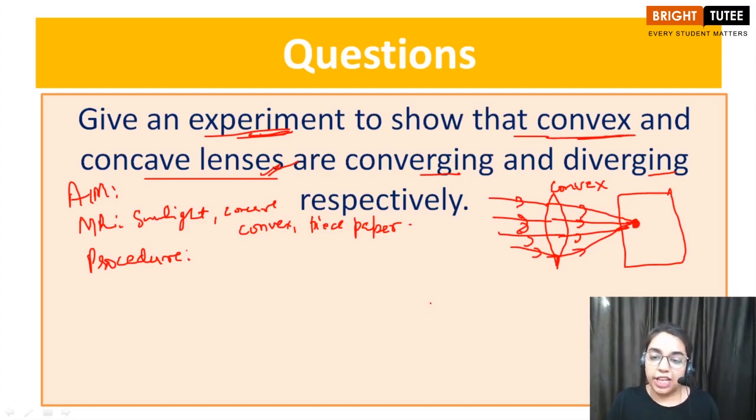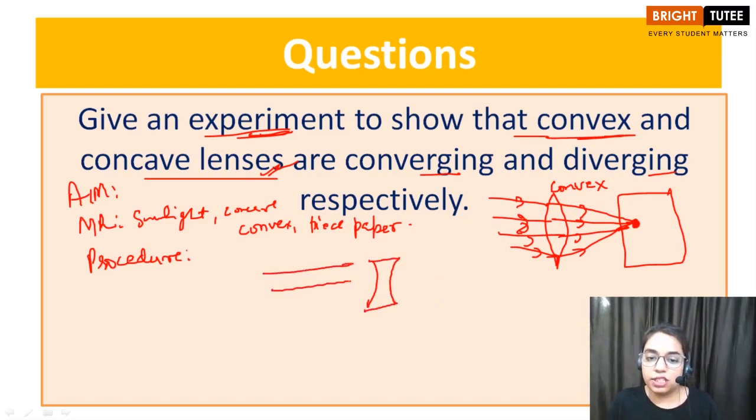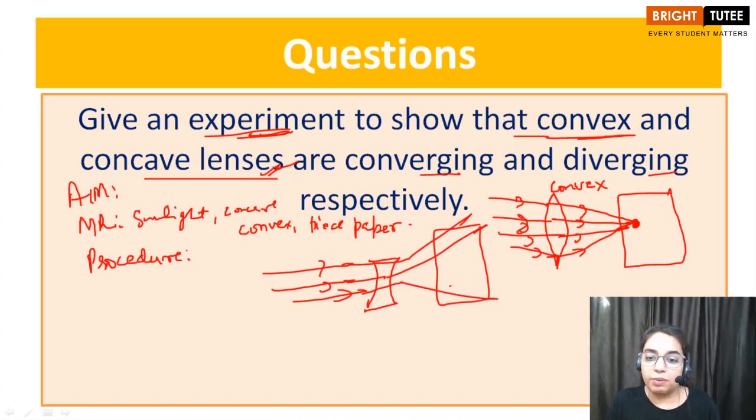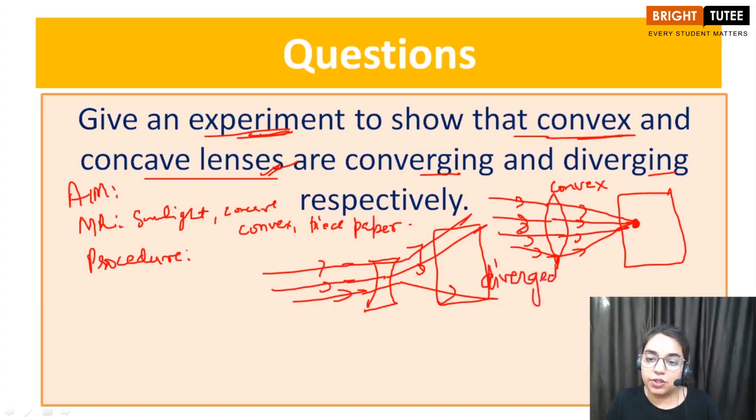Now the next procedure is for the concave lens. We are taking a concave lens. Similarly, we will hold this in the path of sunlight and hold the paper screen on the other side, and we will observe that no image of the sun is obtained. Why? Because the sun rays have been diverged. That is why we call this concave lens the diverging lens.